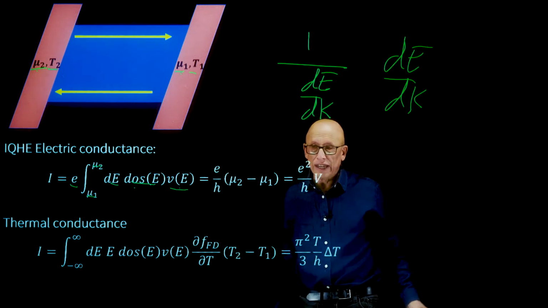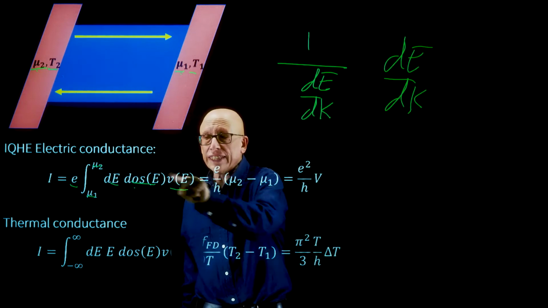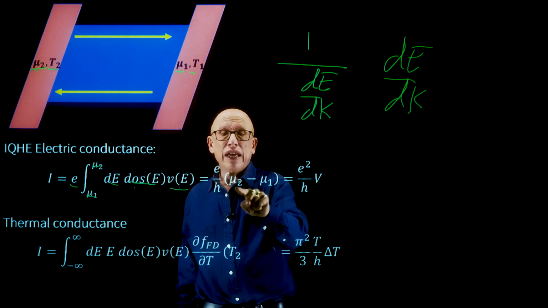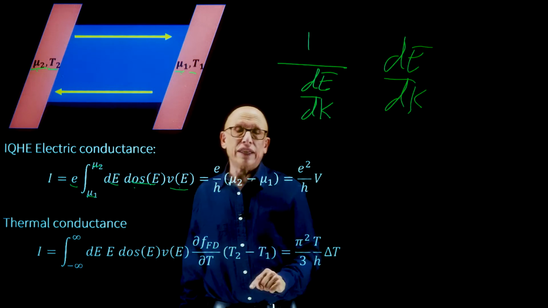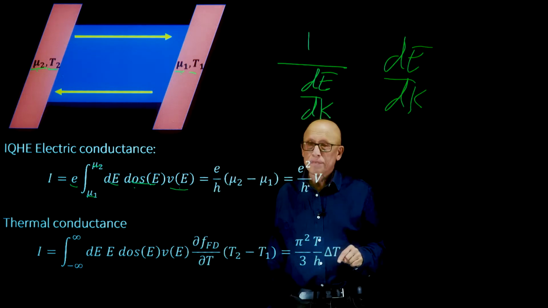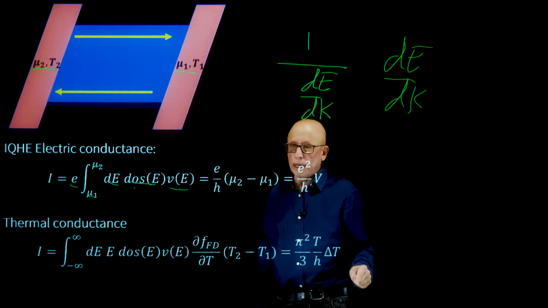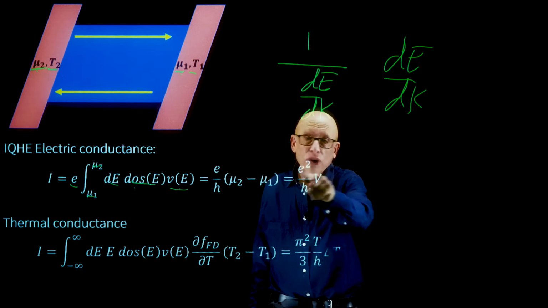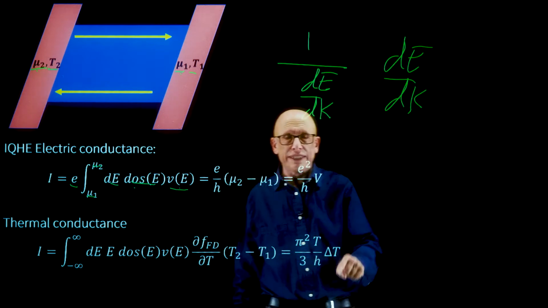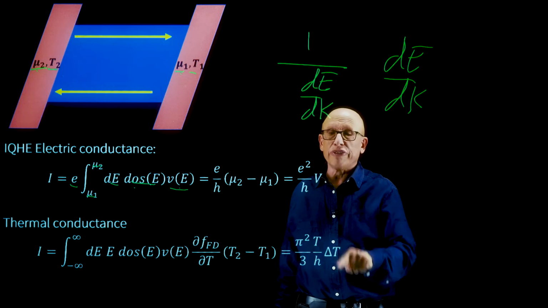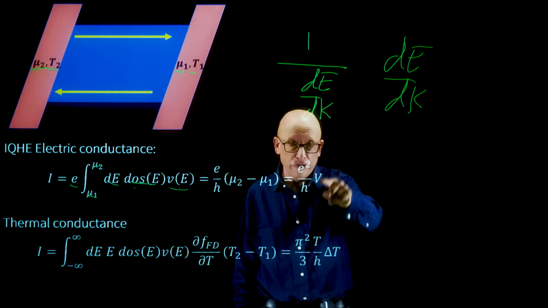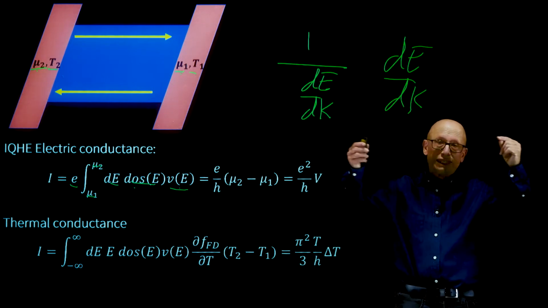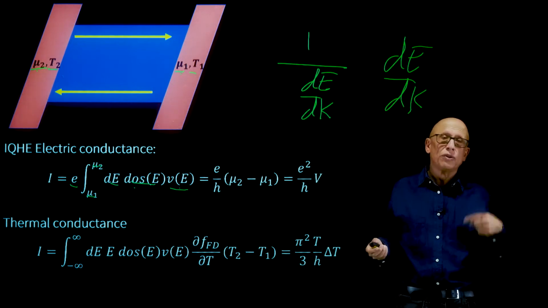Look what consequences it has. The velocity and the density of states cancel one another. We are left with e over h multiplied by the difference between the two chemical potentials. h appears here from one of these expressions. So now if you want to express it in terms of the voltage difference, it becomes the familiar e squared over h times the voltage difference. That's the quantization of a single edge at nu equals 1.